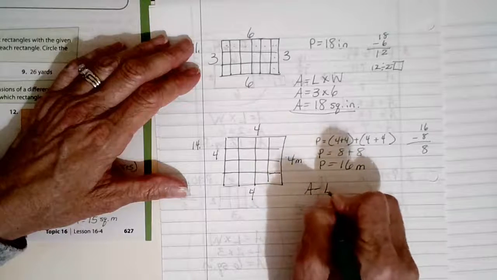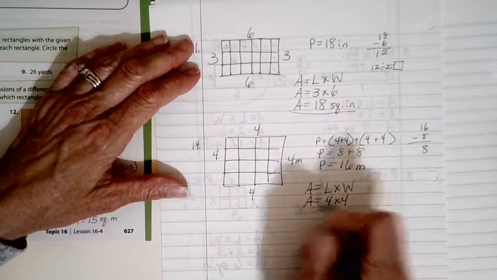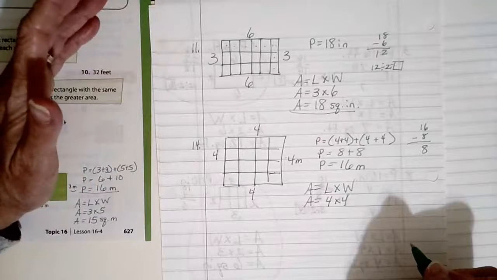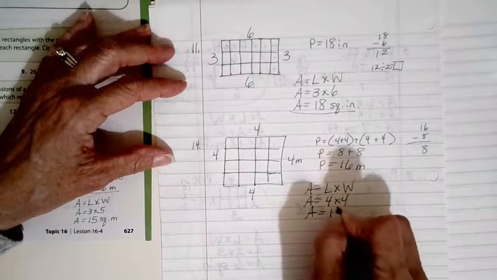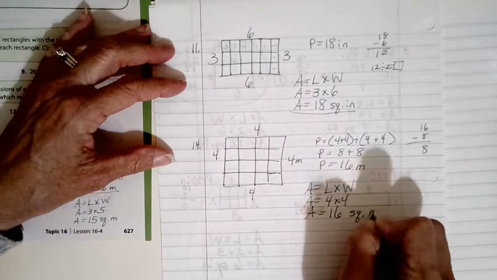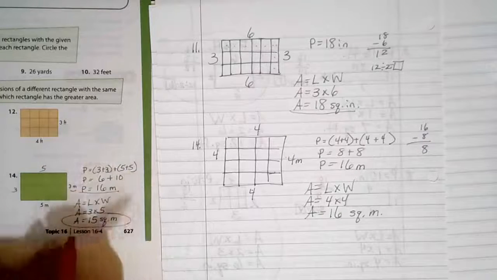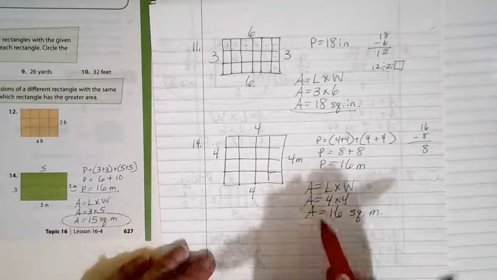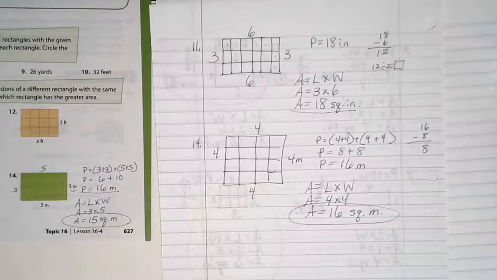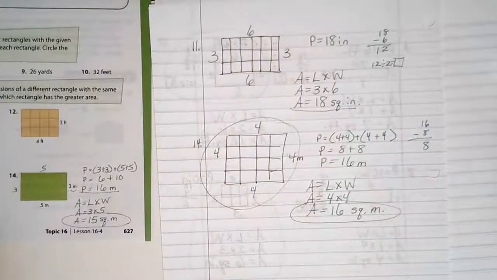My area is equal to my length times my width. So my area equals 4 times 4, because length and width are the same, because we have that special rectangle called a square. So my area is equal to 16 square meters. Now remember, we're comparing our area. This first rectangle had an area of 15 square meters, and the rectangle we just drew has an area of 16 square meters. Which one is greater? That's right, the one we just drew is the greater area.